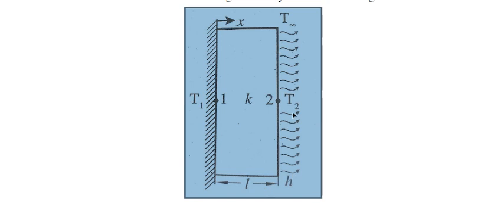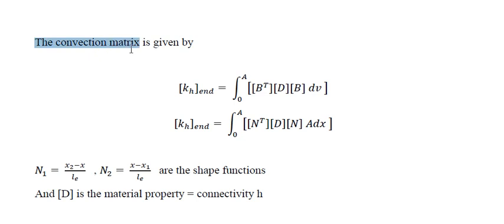Now there is convection at the right end. There is no surface convection here. Please listen carefully: there is no surface convection. There is convection only at the right end, where the cross-sectional area should be considered. Now this convection matrix is given as K_H end. Since we are taking only end convection, either left or right, we are taking right here.